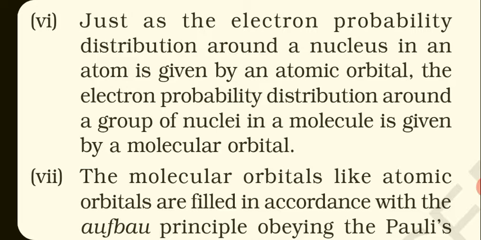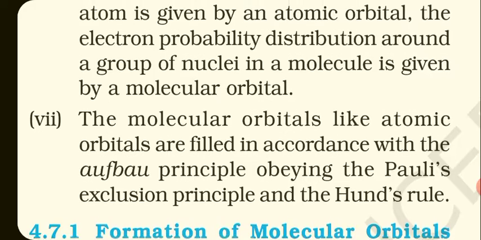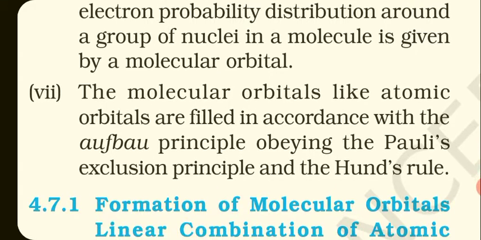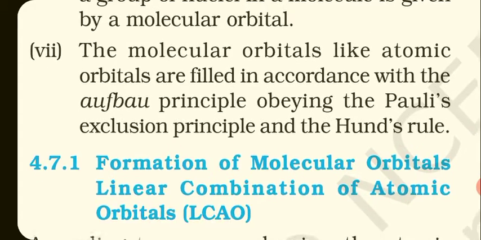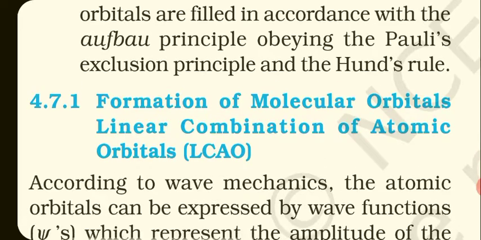Sixth point. Just as the electron probability distribution around a nucleus in an atom is given by an atomic orbital, the electron probability distribution around a group of nuclei in a molecule is given by a molecular orbital. Seventh point. The molecular orbitals, like atomic orbitals, are filled in accordance with the Aufbau principle, obeying the Pauli's exclusion principle and Hund's rule also.